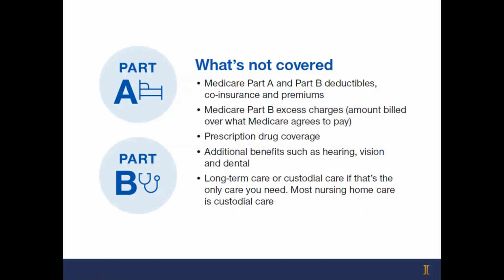So what's not covered under Part A and B is the deductibles, co-insurance and premiums, and your Medicare Part B excess charges, which is the amount that is billed over the Medicare approved amount. Your prescription drug coverage is not covered under Part A or B. Additional benefits such as hearing, vision, and dental do not fall under Part A or B. And your long-term care or custodial care. Most nursing home care is considered custodial care, so those are not covered under Part A or B. These are all reasons why we have the Medicare supplement plans, the Medicare Advantage plans, and the Part D plans, which we're going to be getting into here soon.